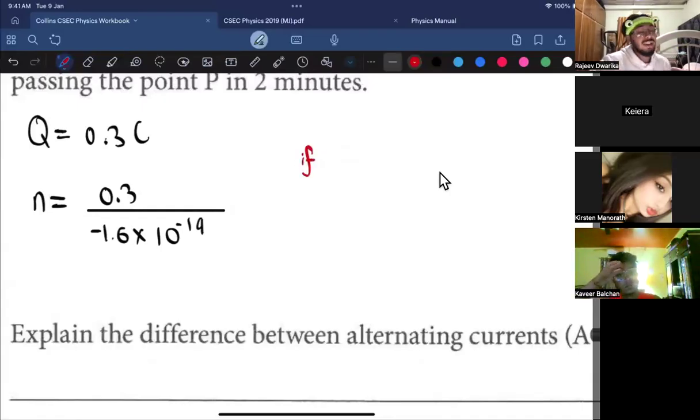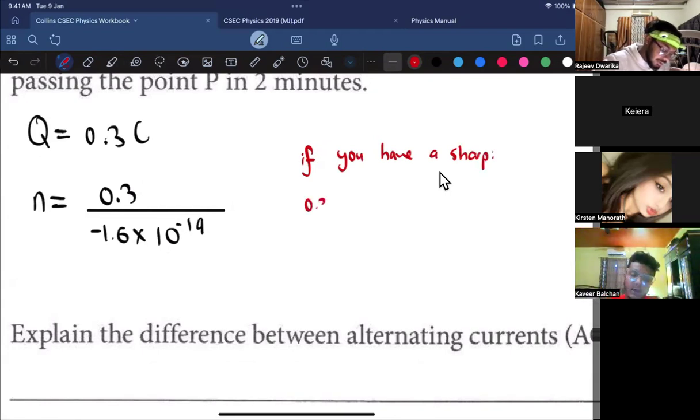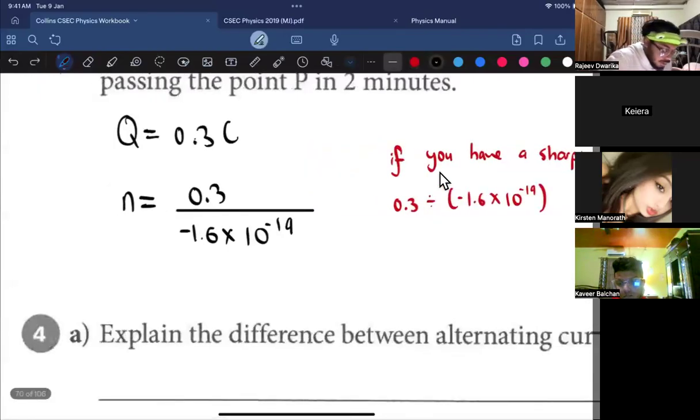I'm going to put specific instructions. If any of you are looking at this and you have a Sharp, what are you doing with your life? You're making your life harder. So if you have a Sharp, this is what you gotta do. You gotta say 0.3 divided by minus 1.6 by 10 to the power minus 19. You see this whole thing, it counts as 1. So you need to put the brackets. Right? And what's the answer you got again? Minus 1.875 by 10 to the power 18.